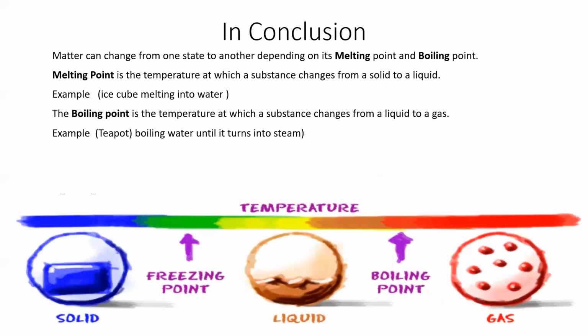And in conclusion, matter can change from one state to another depending on its melting point and its boiling point. The melting point is the temperature at which a substance changes from a solid to a liquid. An example would be an ice cube melting into water. The boiling point is the temperature at which a substance changes from a liquid to a gas. A good example of this is a teapot boiling water until it turns to steam.